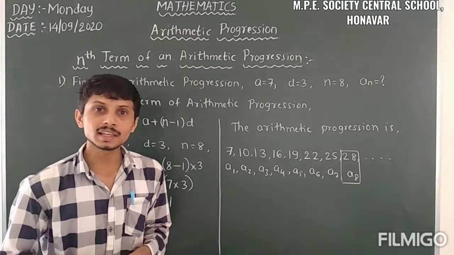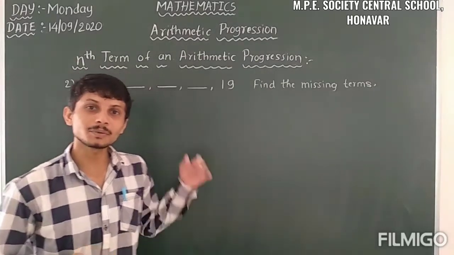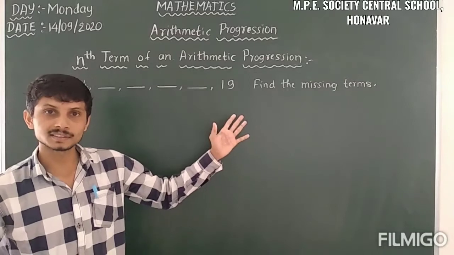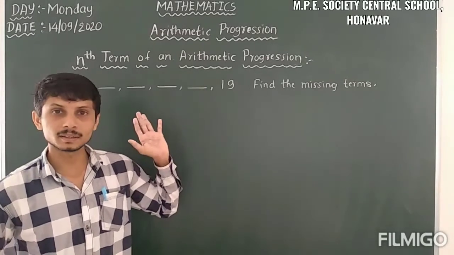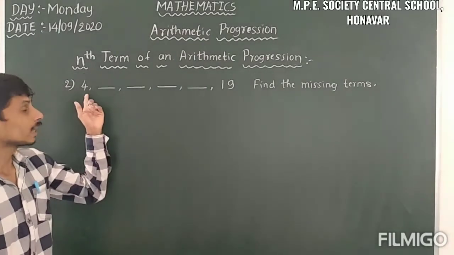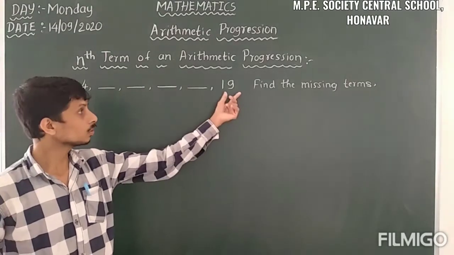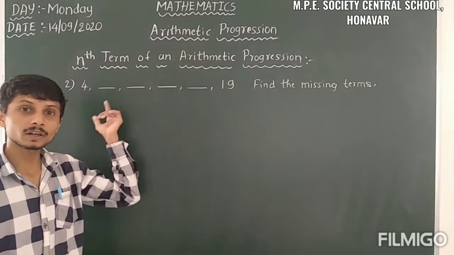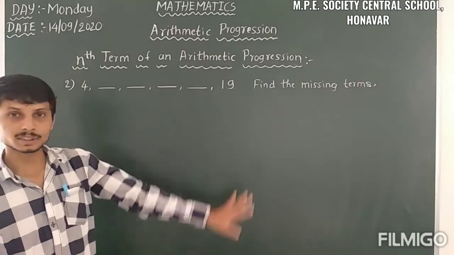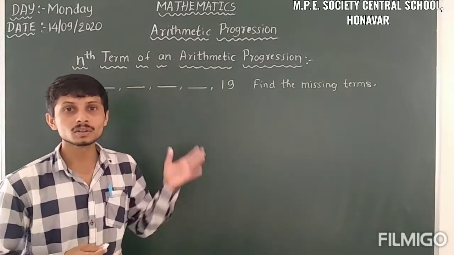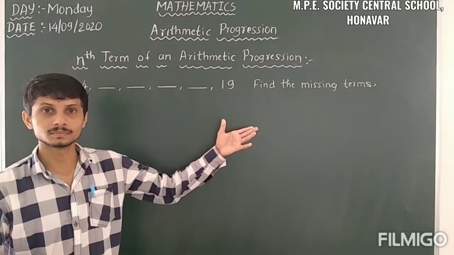So let us take another example. Just observe this problem. Here we have to fill the blanks, so find the missing terms. That means here we have the first term 4 and the last term 19, and between 4 and 19 there are 4 terms. We don't know what those terms are, so we have to find them out.